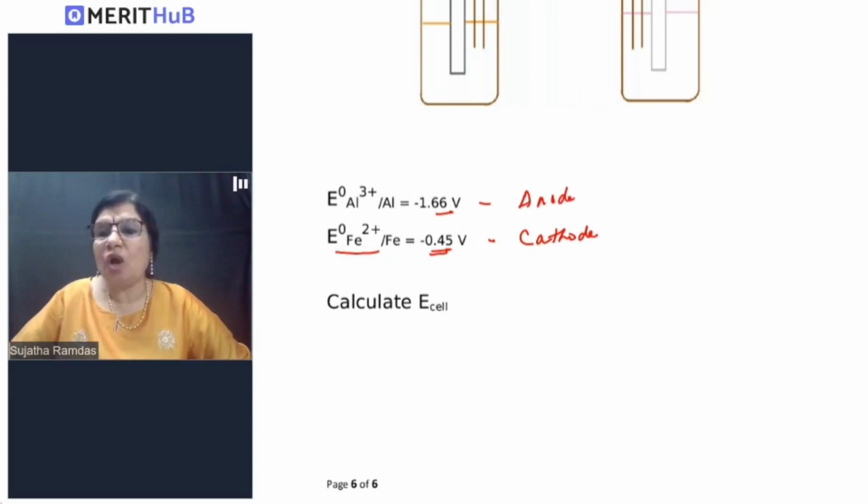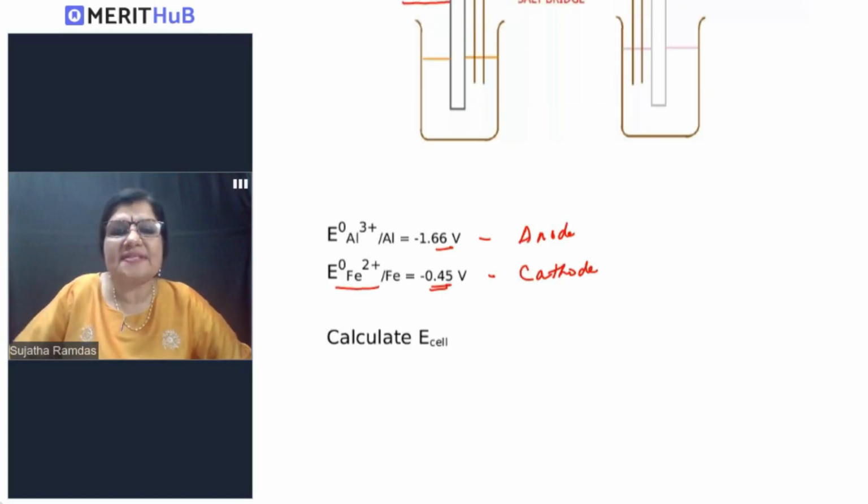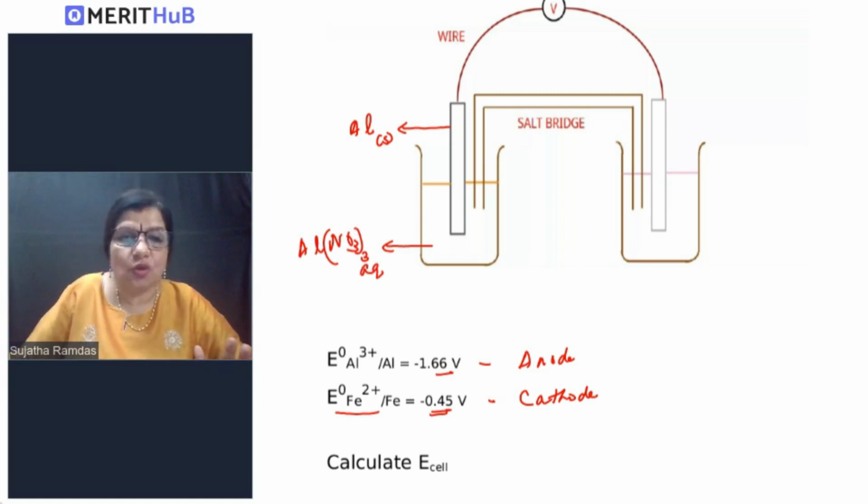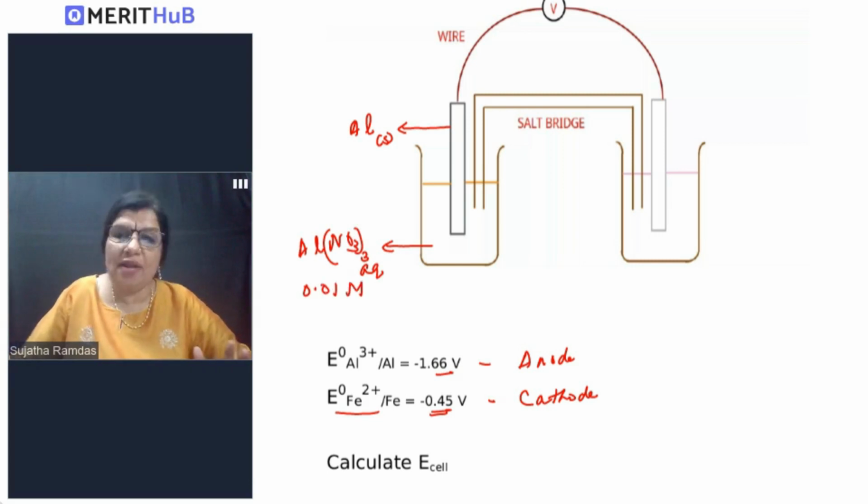Right? This is what we got from the cell representation also. So let's quickly represent the anode and cathode. Here we have an aluminum rod dipped in an aluminum ion solution. It could be aluminum nitrate, a soluble salt of aluminum. All nitrates are soluble. Aluminum nitrate aqueous, and the concentration of this solution is 0.01 molar.